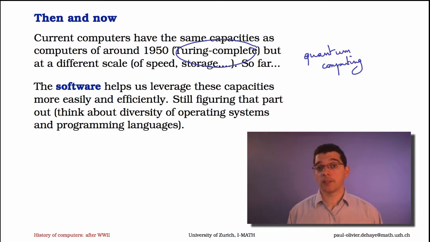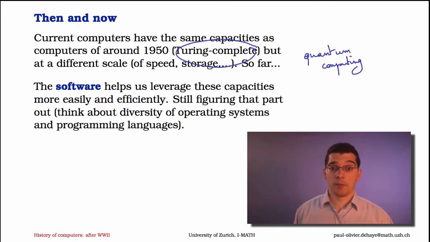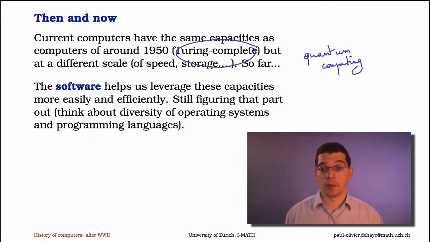Now, the interesting thing that happened since the 1950s is in the software. So the software has evolved a lot, and the point of software, the point of the programs, is to help us leverage the capacities of a hardware, of a computer, more easily and efficiently. And actually, there was a lot of evolution, a lot more software was written, and it builds on previous software. But we're still sort of figuring that part out.